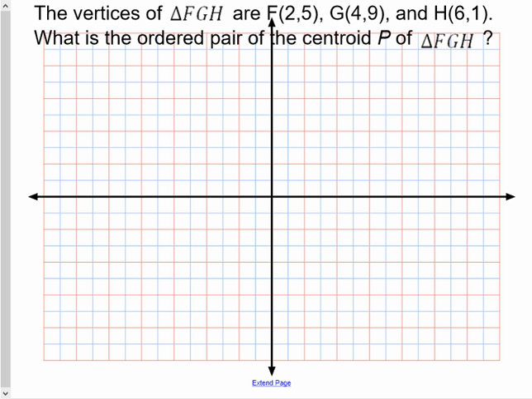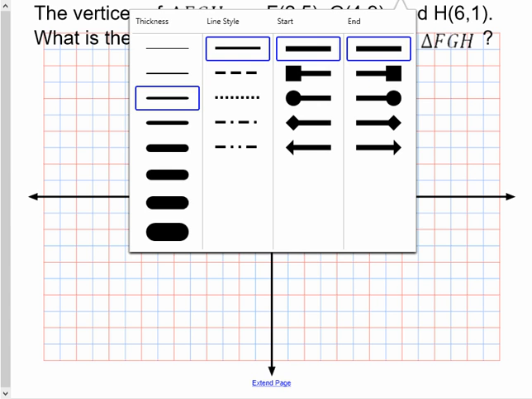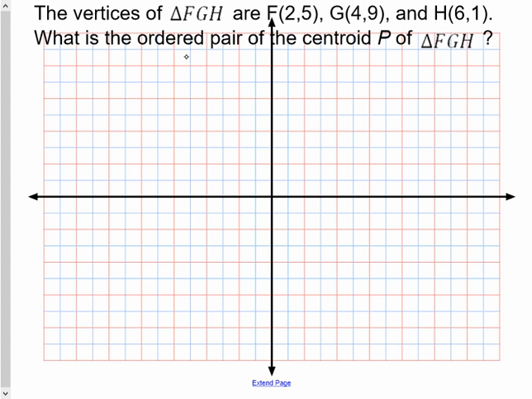Moving on to the next question. The vertices of FGH are (2, 5), (4, 9), and (6, 1). What is the ordered pair of the centroid? So this is combining the coordinate system proofs and what we just learned. So there's (2, 5), (4, 9), and then (6, 1).